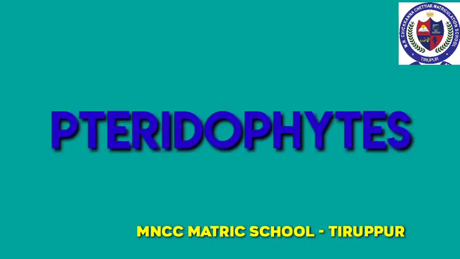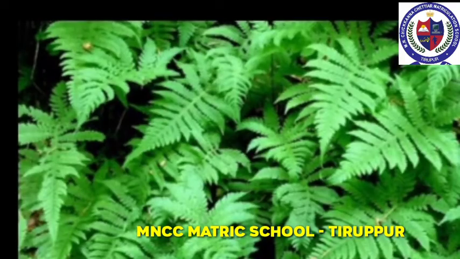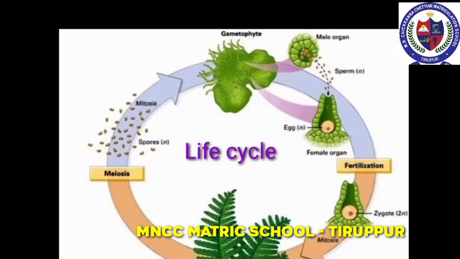Next topic, pteridophytes. Pteridophytes are the first true land plants with xylem and phloem. Hence it is called vascular cryptogams. Pteridophytes also exhibit alternation of generation. The diploid sporophytic phase alternates with the haploid gametophytic phase. Diploid 2n chromosome, haploid n chromosome is present. The main body is sporophyte, differentiated into true root, stem and leaves.